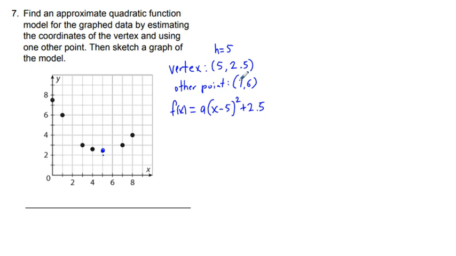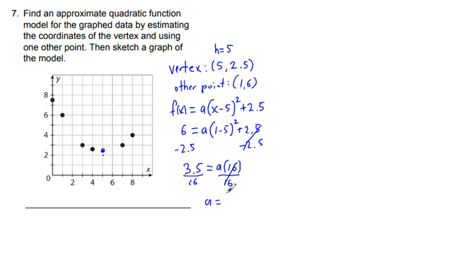Now let's go ahead and put this other point in here. So f of x is equal to 6. 6 is equal to a, which we don't know, and then x is equal to 1. So we have 1 minus 5 squared plus 2.5. The next thing to do is we're going to subtract 2.5 from each side of the equation. So on the left side we have 3.5 is equal to a, and then 1 minus 5 is negative 4. Negative 4 squared is 16. And now if we divide by 16, we have a is equal to 3.5 over 16.